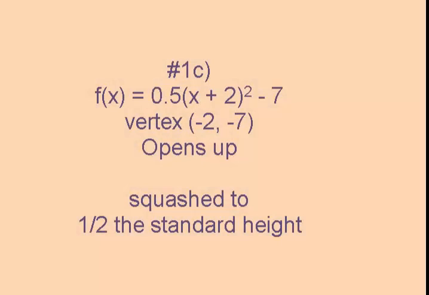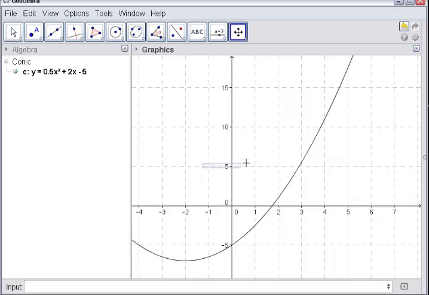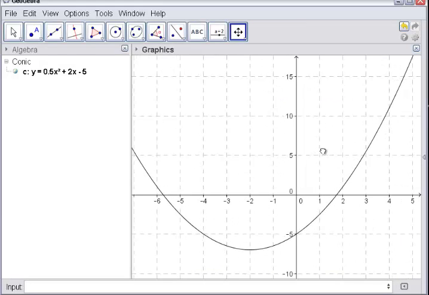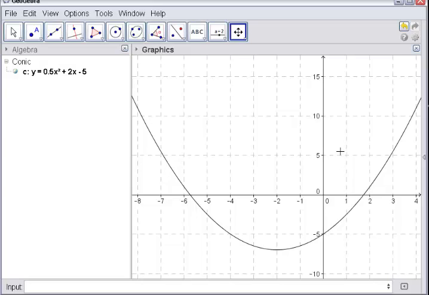This parabola is in vertex form. The vertex is at (negative 2, negative 7). It opens up because the 0.5 is a positive number, and it is squashed to 1/2 the standard height. Here it is graphed. All these funny marks that you're seeing on the screen are me trying to rescale the x and y axes and moving it around.